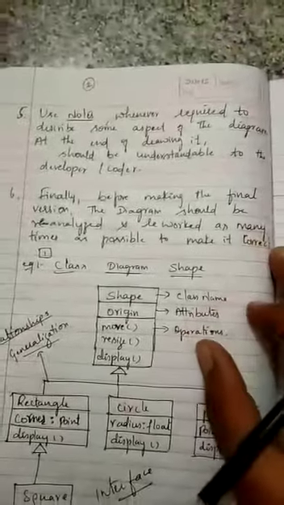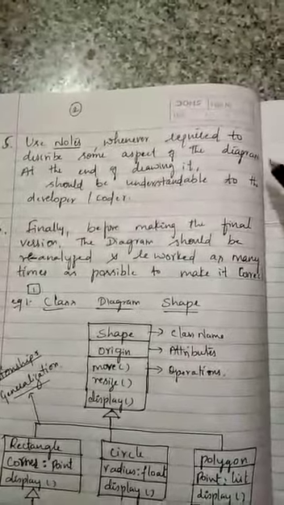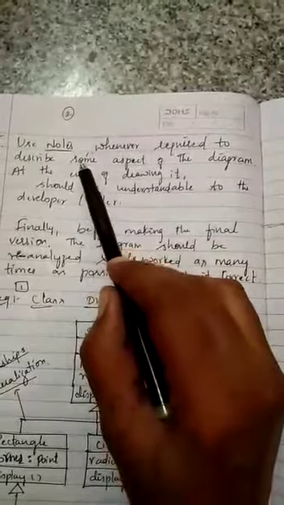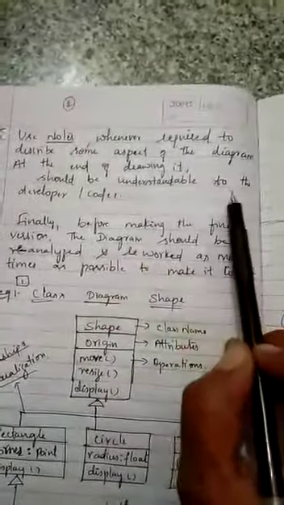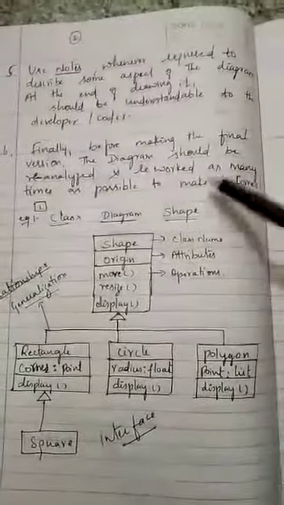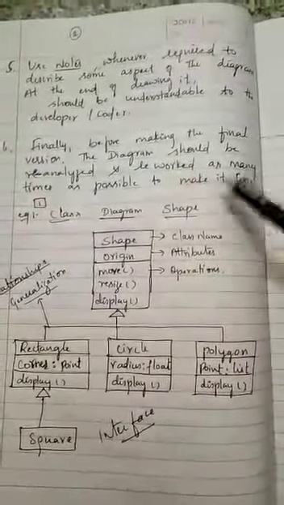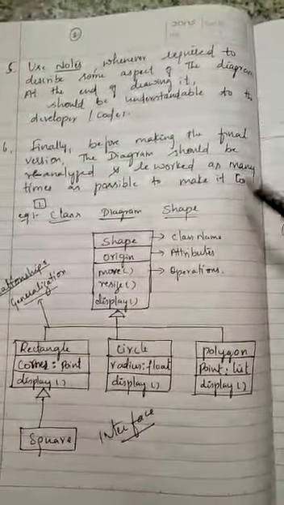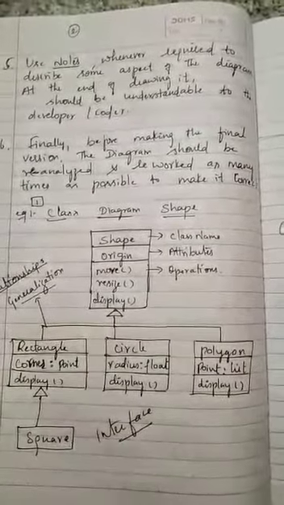And fifth, use notes. Whenever the user is required to describe some aspect of the diagram, I told you that a note contains what? Comments, description, some remarks, correct? So it should be understandable to the developer or coder or user. And sixth, before making the final decision of drawing the diagram, the user should reanalyze it and rework on it as many times as possible until it is correct.